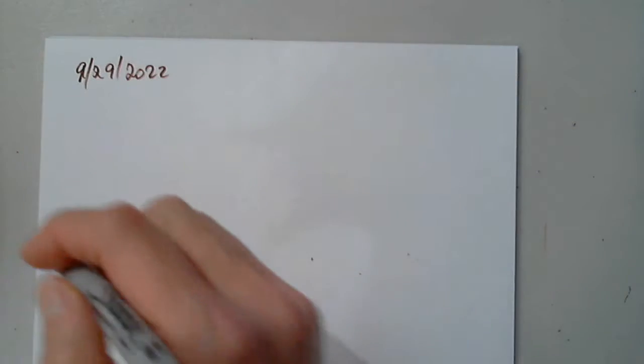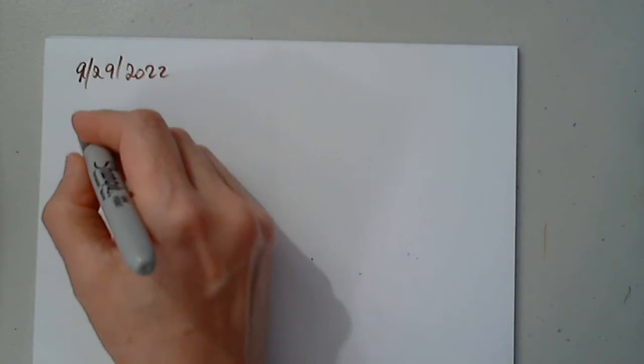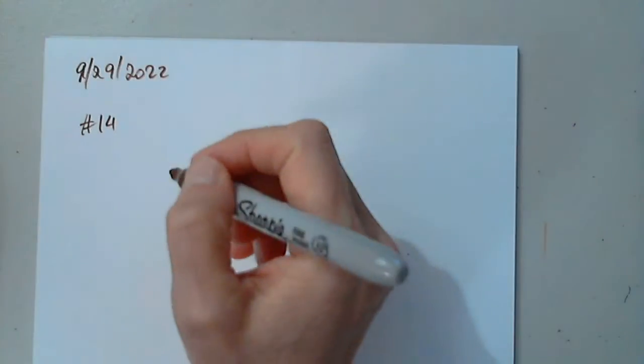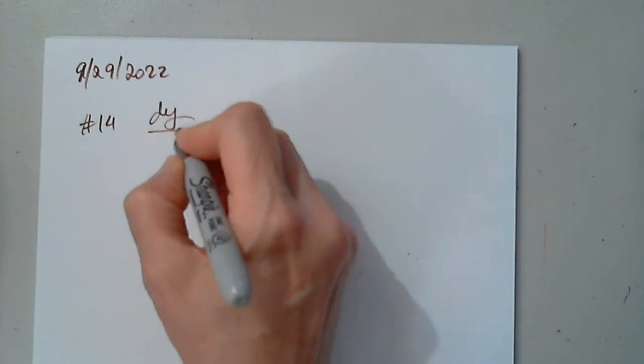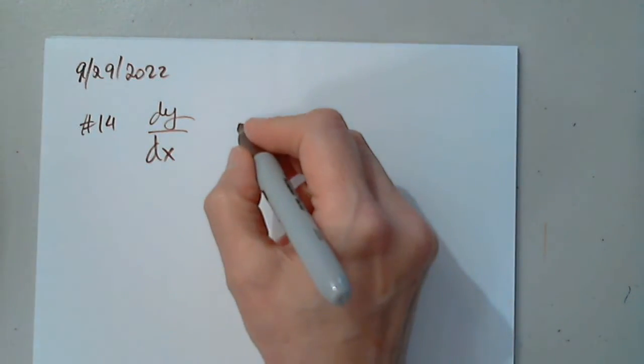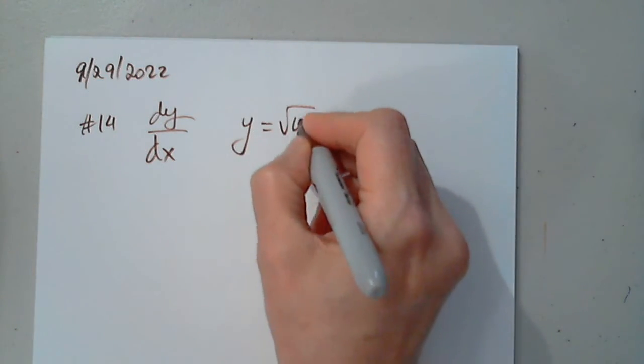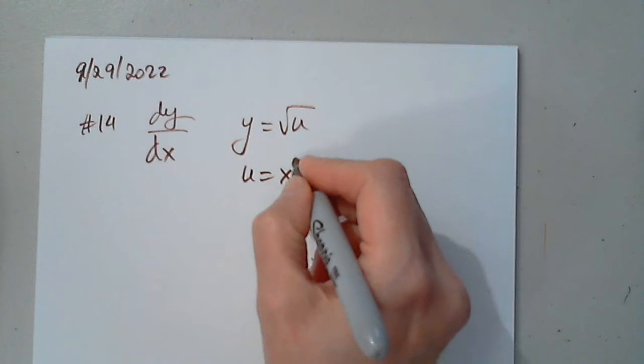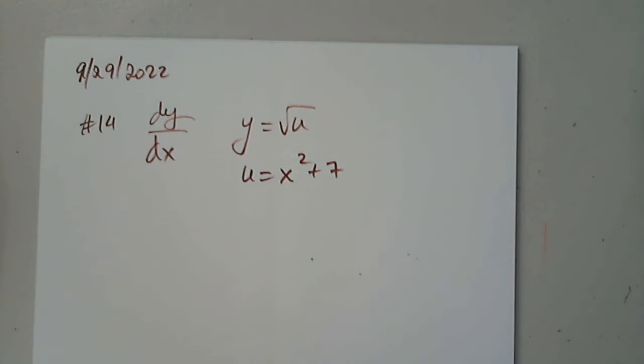Very good question. So let me copy 14 and then we'll move on to 15 and 16. First I look at 14. We're asked to find dy over dx when y equals the square root of u and u equals x squared plus 7. So let's take a look.